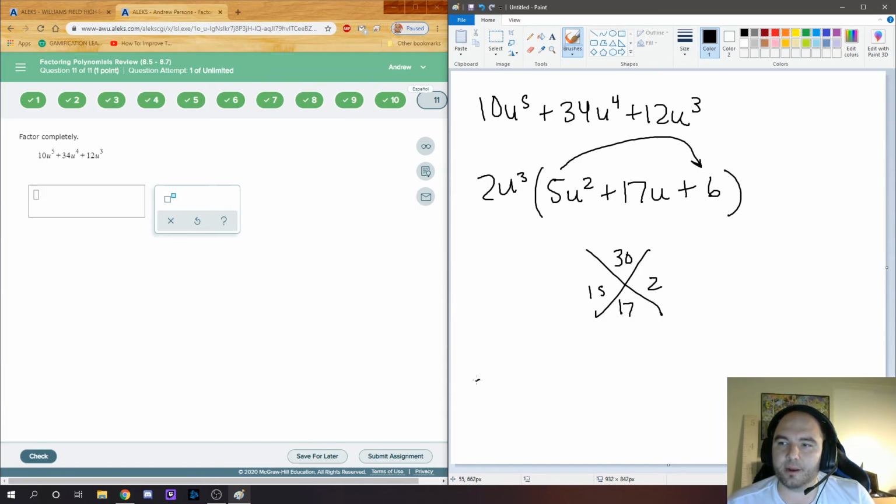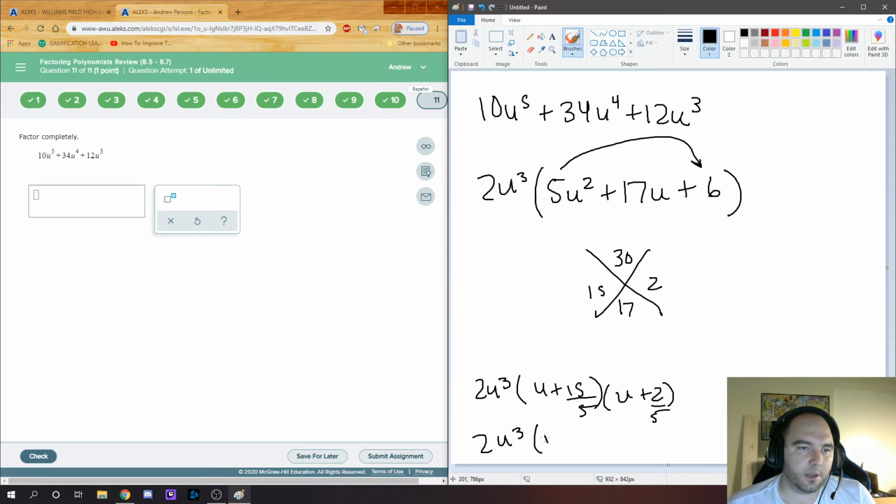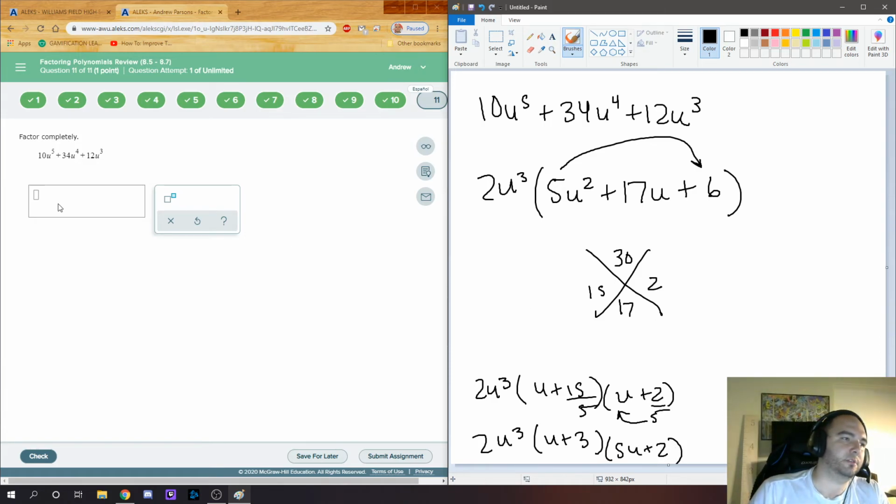I'll go bottoms up right here. So I got 2u cubed, that's still chilling out front. I got u plus 15 and u plus 2. I have to put each of those over 5. That's the rules of the bottoms up. The 5 was the number in front of u squared there. So I get 2u cubed, u plus 3, the result of 15 divided by 5. And on the second one, I can bring a 5 up. What a doozy of a problem.